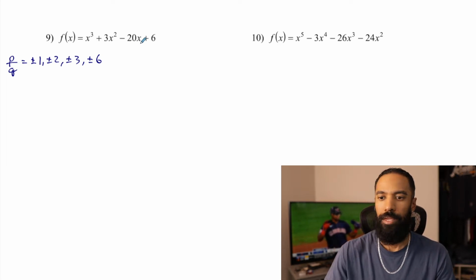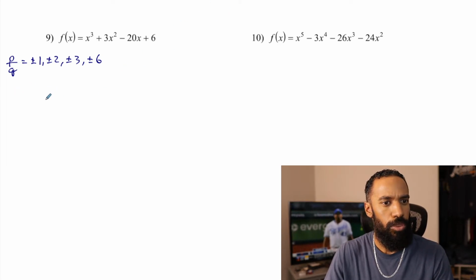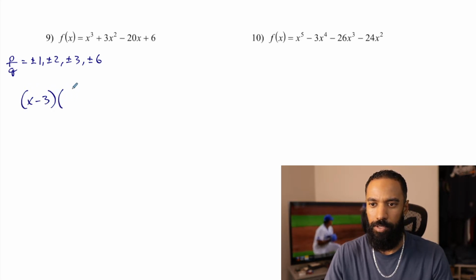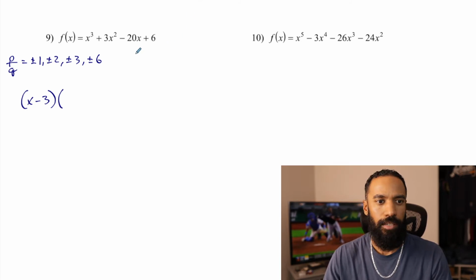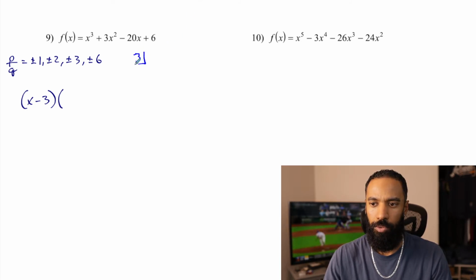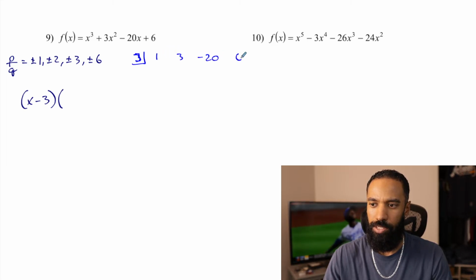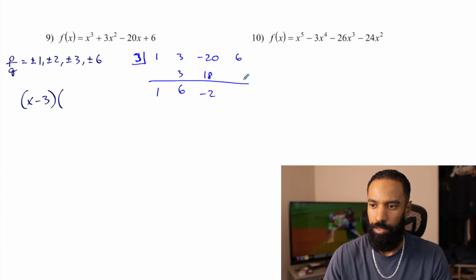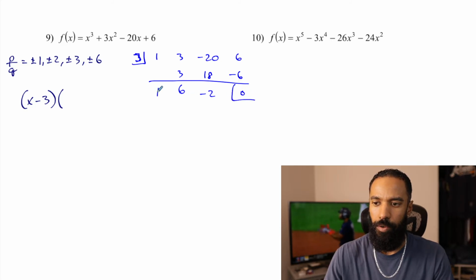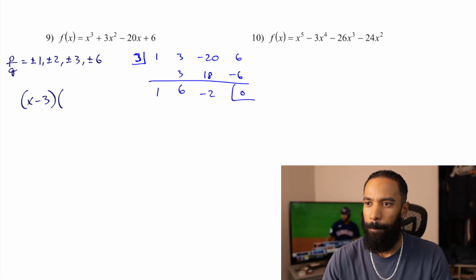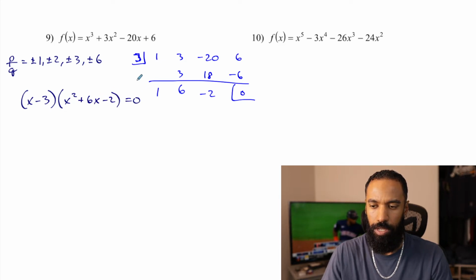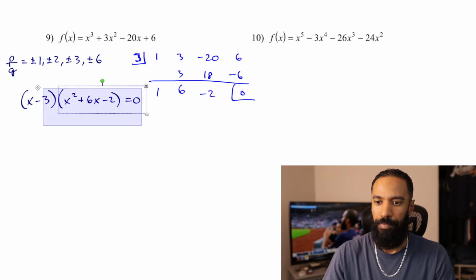So here we go. This factors into, what did I say it was 3? So this factors into x minus 3 times, oh, I got to divide, I'm sorry. 3 is my root, so this will be 1, 3, negative 20, and 6. So the 0 remainder, we get 1x squared. That definitely does not look factorable. 1x squared plus 6x minus 2 equals 0, like that. So this is what it factors down to.